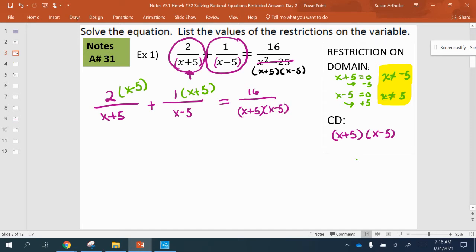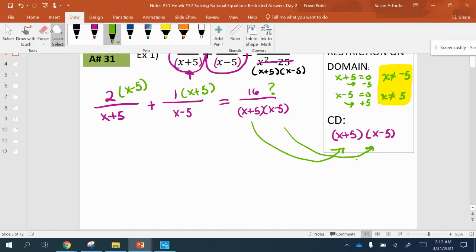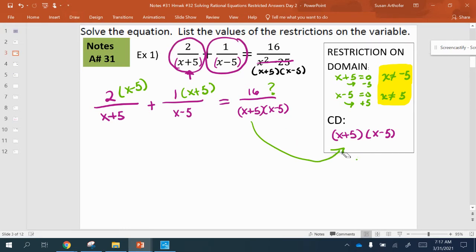Now, should I put anything on the top here? Am I missing anything? No. So I'm not missing anything, so I'm not going to put anything on the top. There's nothing missing. This denominator right here has everything.